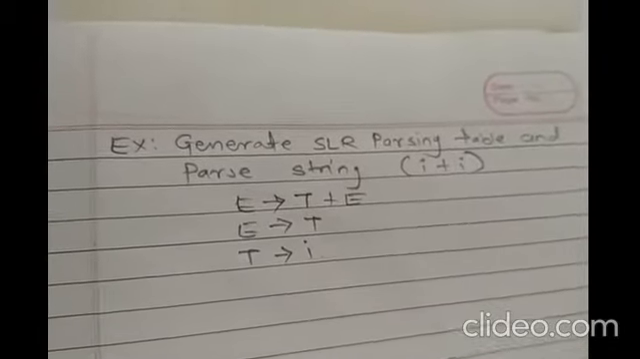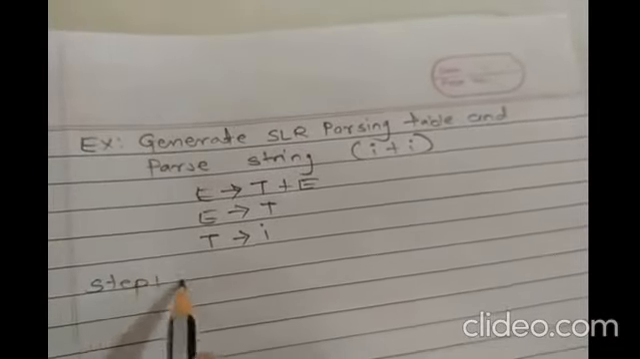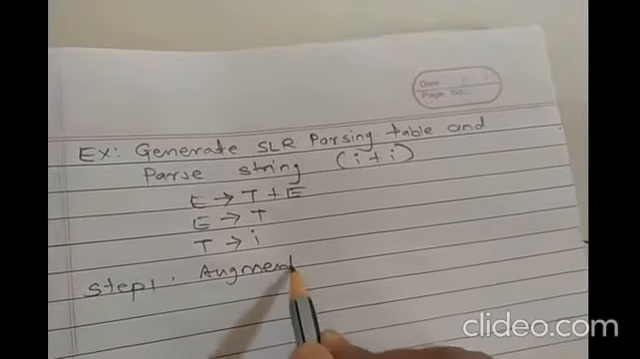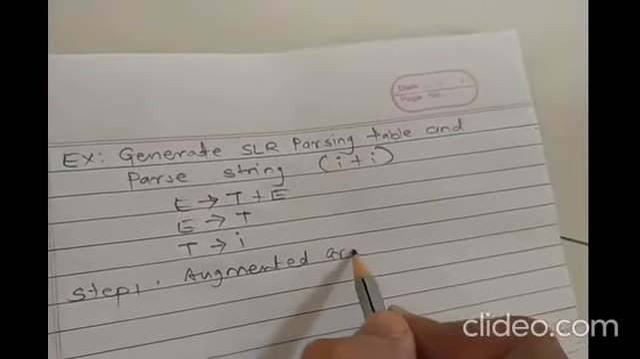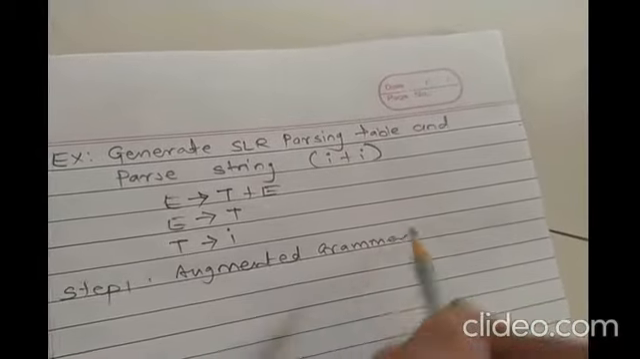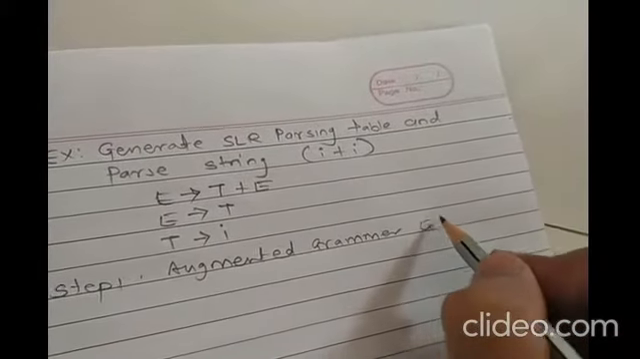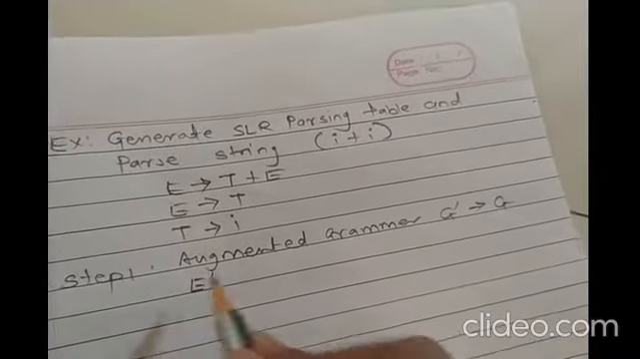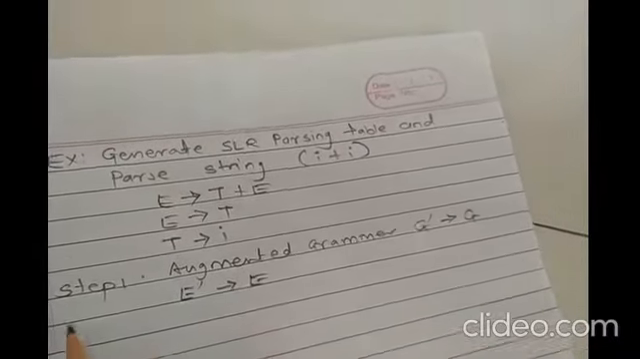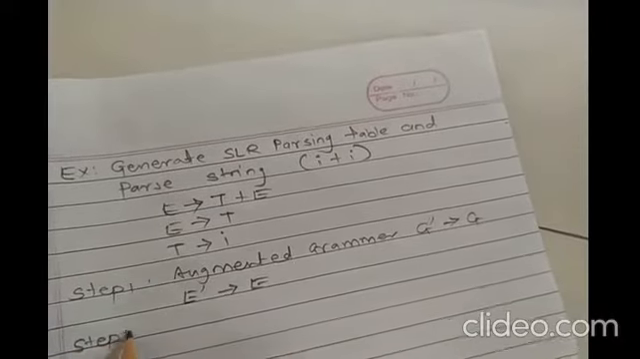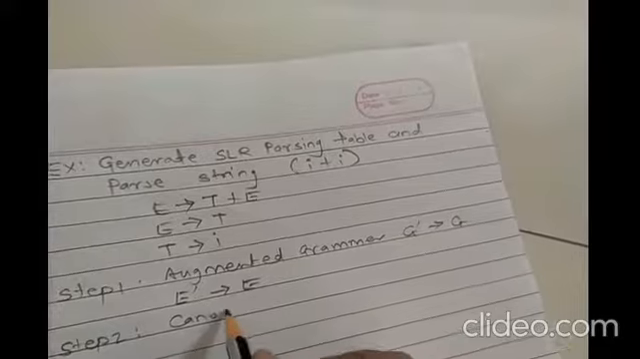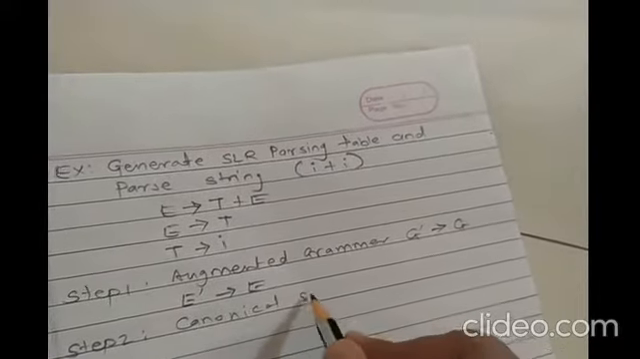Now the step 1 is get the augmented grammar. So augmented grammar is nothing but G dash tends to G. So introduce a new symbol, that is E dash tends to E. Now in the step 2, what you have to do? In the step 2 you have to obtain the canonical set of items.